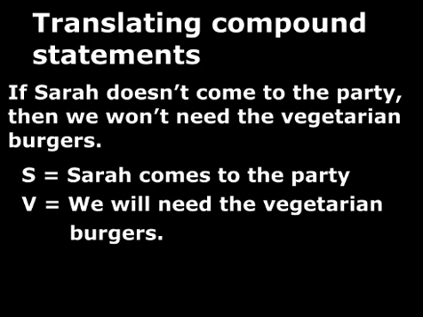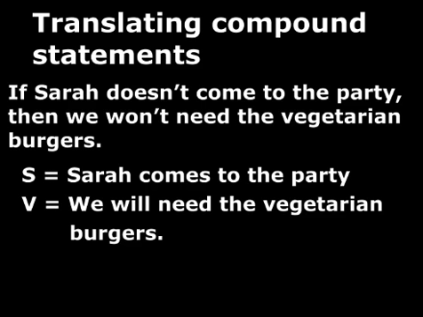Now, the important thing to notice is that in the original sentence, both of these are negated. We have Sarah doesn't come to the party, and we have we won't need the vegetarian burgers. But remember, negation is an operator. So when we're looking for the atomic statement, we want the unnegated version. We want the version that doesn't have the not in it, or the it is false, or the n't. Okay, so that's why the atomic statements here are Sarah comes to the party, we will need the vegetarian burgers. Okay, so that's step one.